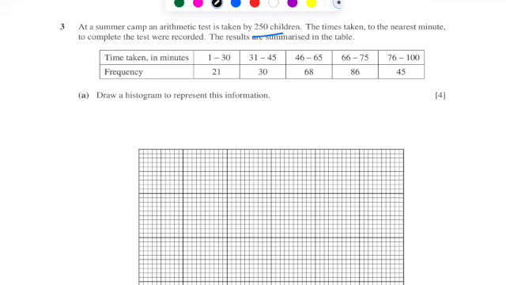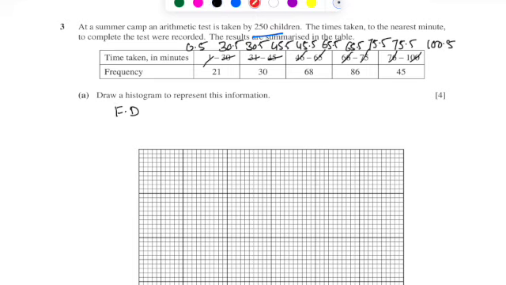First of all, what am I supposed to do? Make it continuous. So subtract 0.5, this becomes 30.5, and this becomes 30.5 and 45.5. Subtract 0.5 from the left side, add 0.5 to the right side. 65.5, 75.5, then again 75.5 and 100.5. Now I need to calculate the frequency density.